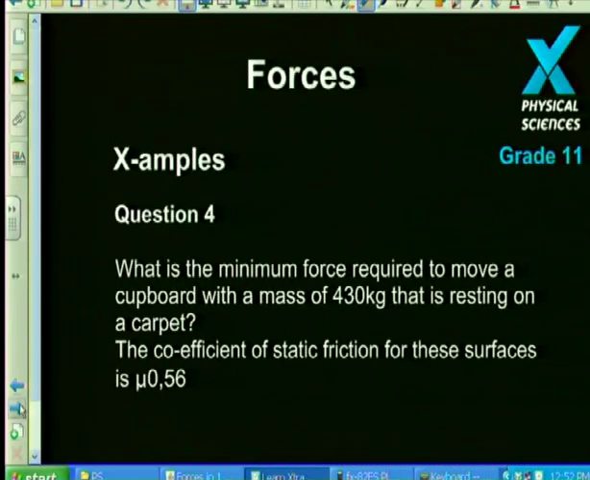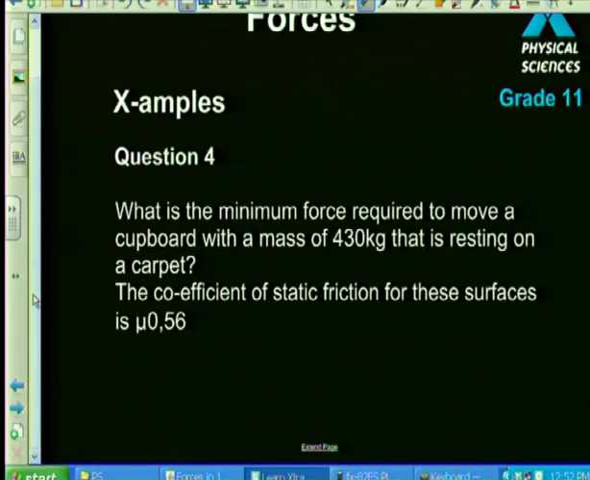The first one we're going to come to is similar to the demonstration I've just given to you. It says, what is the minimum force required to move a cupboard with a mass of 430 kilograms that is resting on a carpet? The coefficient of static friction for these surfaces is nu equal to 0.56. That's quite a high coefficient of friction, but we need to make sure that we've got it.